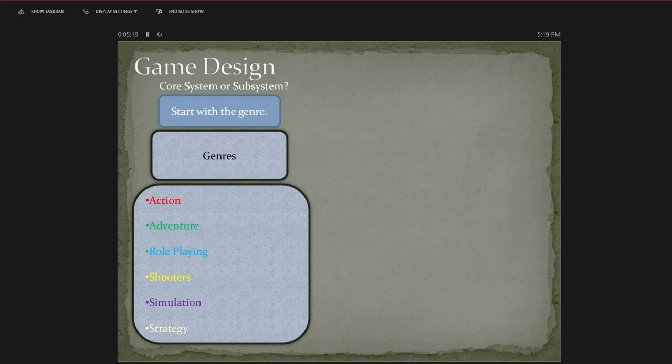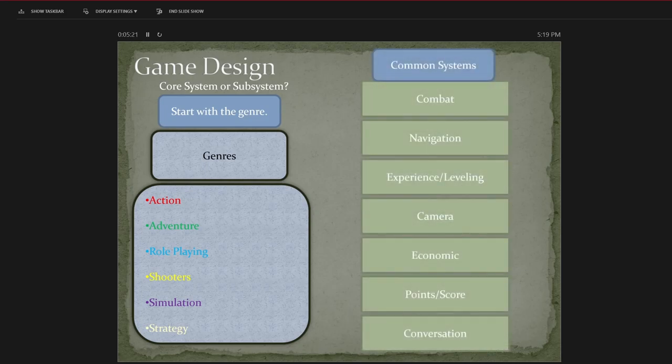Don't worry. And remember that last time we learned the common systems. Combat, navigation, experience and leveling, basically improving your character. Camera, economic, points and scoring, conversation. As you can imagine, some of these are in every game, but are not necessarily part of the core gameplay.